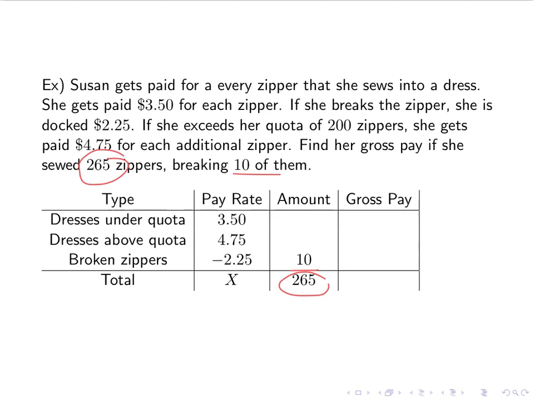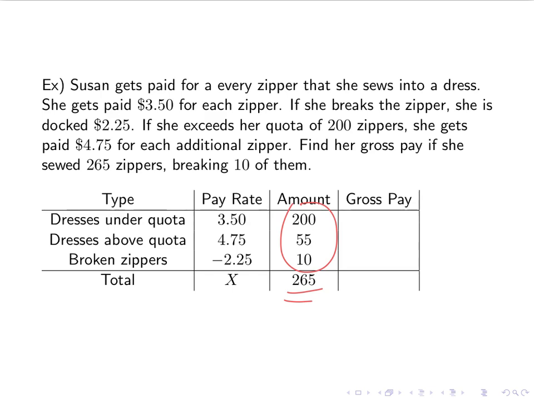How many were above the quota, how many were under the quota? Her quota is 200 zippers. She made more than that even when we consider that she broke 10 of them. So for dresses under quota, it would be the 200. And then above the quota is whatever is left. So there's 265 total, minus the 200 that were below the quota, minus the 10 that were broken, and we can fill in the amount for dresses above quota, which would end up being 55. If we add these 3 together, we get the total of 265.